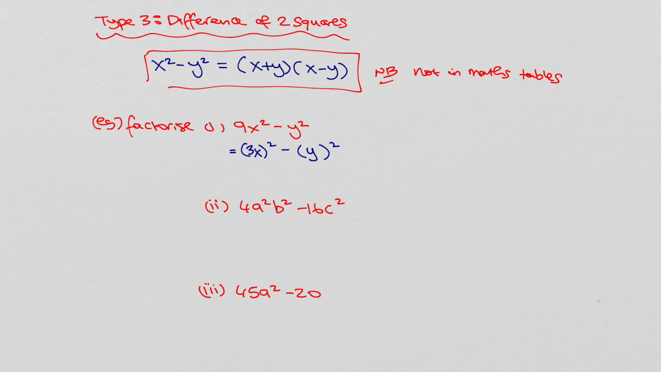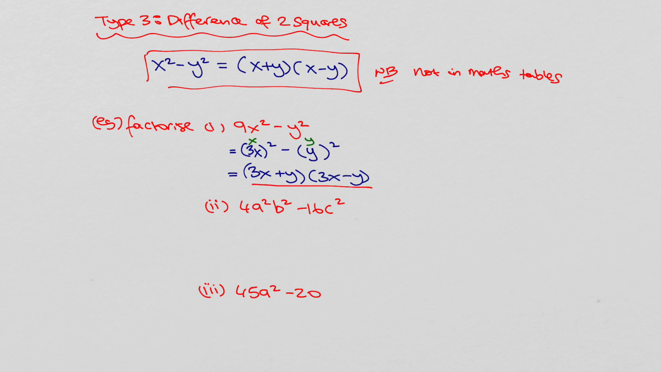So if I relate that to my equation, then in the equation I have an x squared minus a y squared. So this is going to be the x term, and then that's going to be the y term. So in other words, the first term squared minus the second term squared. So that becomes 3x plus y by 3x minus y.